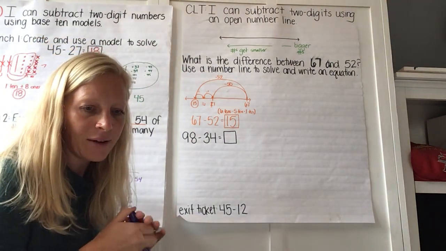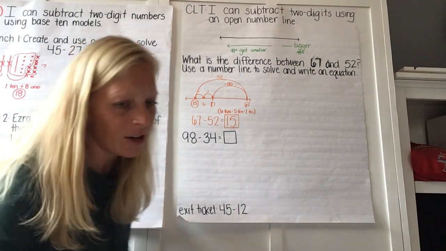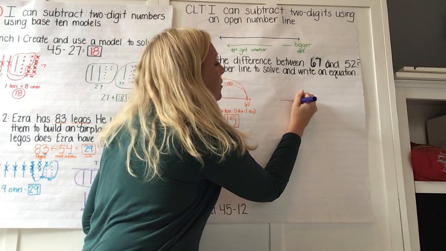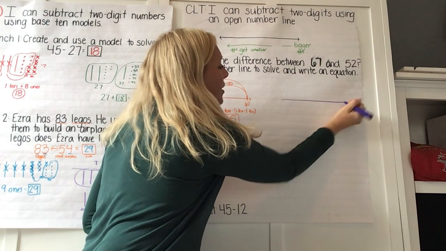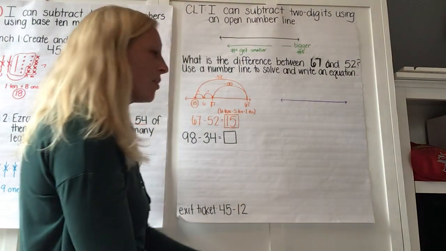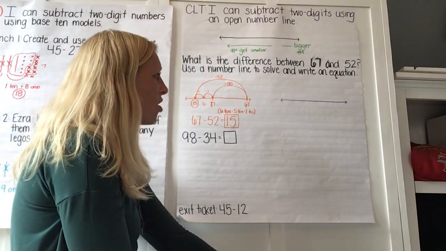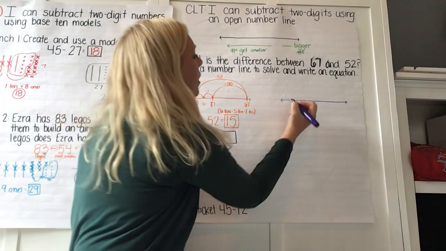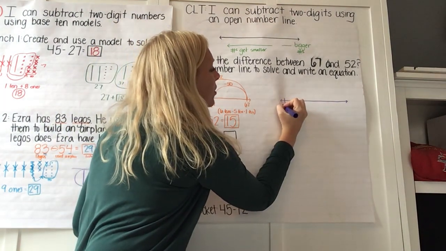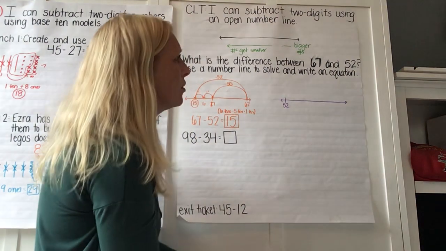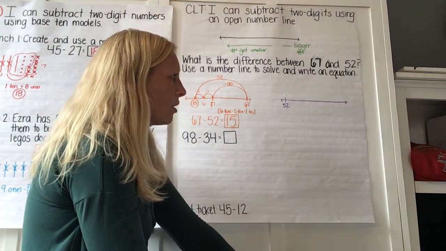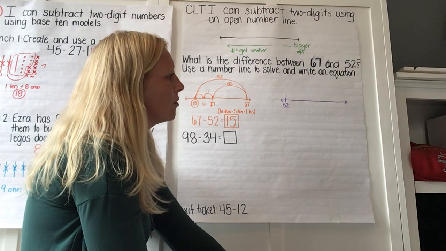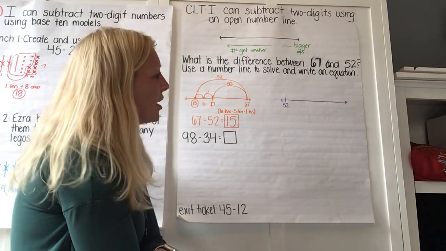Can I have my friend here share their work? It's a little different. Again, I use my lines on my paper to help me draw that nice, strong number line. Where did you start? 52, huh? And why did you start at 52? Because you're finding the difference. So what's the space between? Okay, so then what did you do?